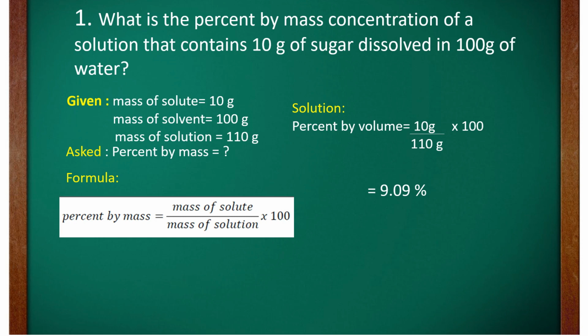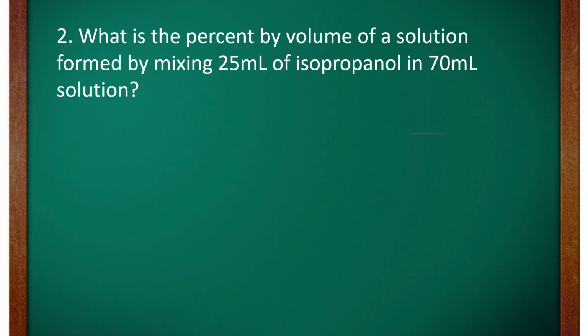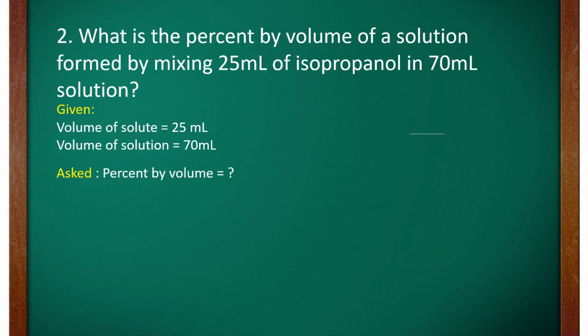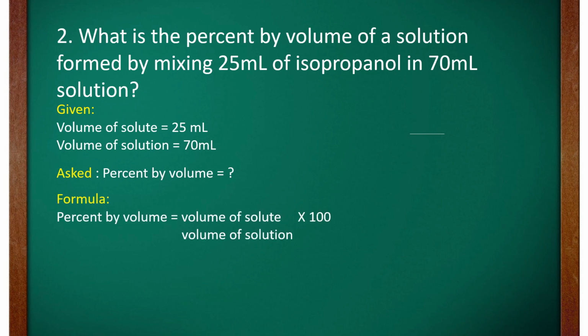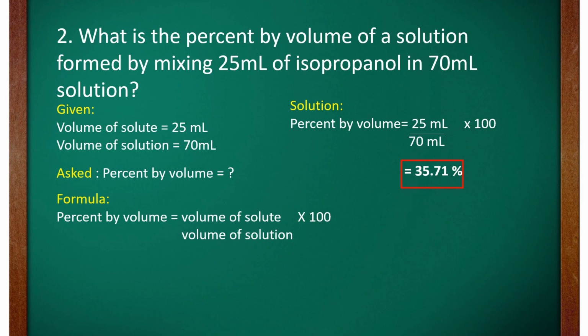Congratulations! Let's have problem number 2. The given are what is being asked? Percent by volume. The formula to be used, and let's have the solution. 25 ml divided by 70 ml times 100. And the answer is 35.71%. Did you get it correct? Excellent! It truly shows how much you enjoy and learn our lesson.